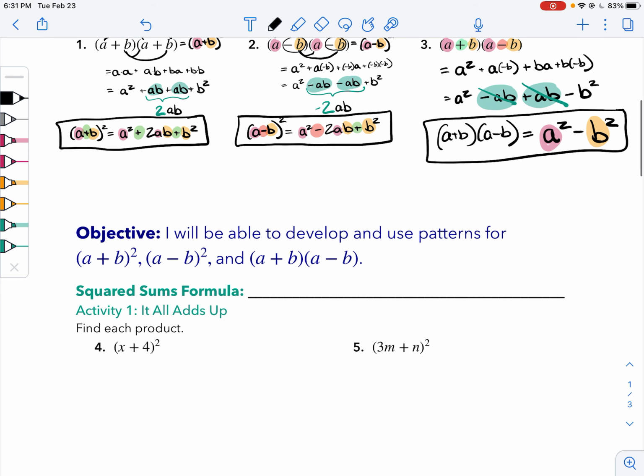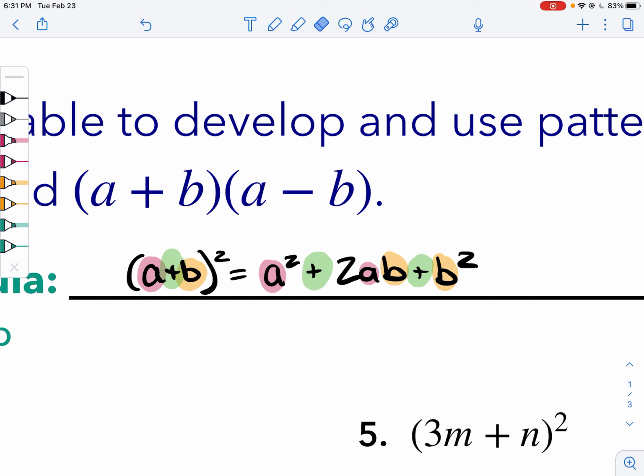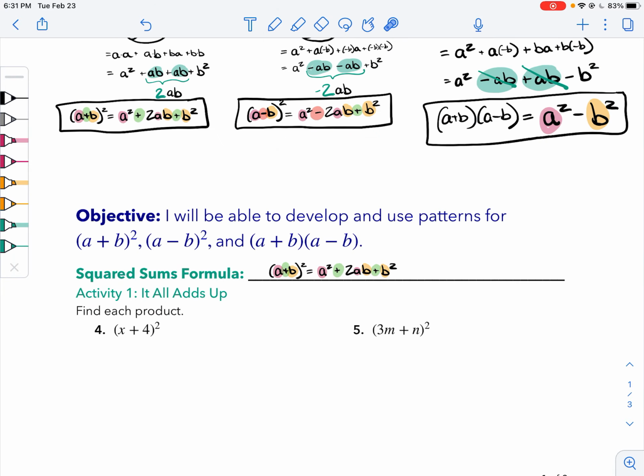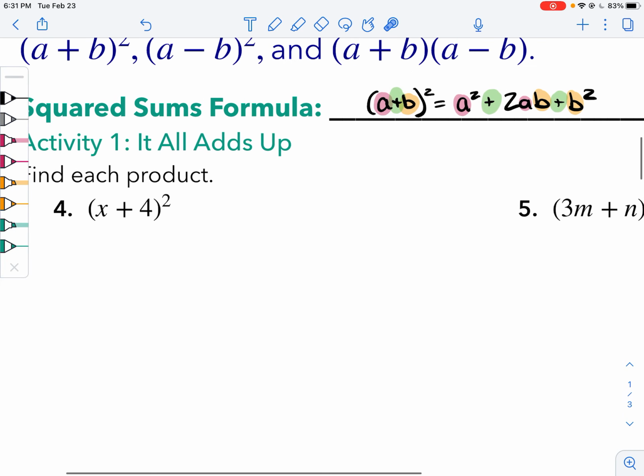Okay, the squared sums formula is this guy right here. It's what happens when you take the square of a sum. So a plus b squared is a squared plus 2ab plus b squared. For example, we don't have to do all the foiling anymore. We can just plug it in.